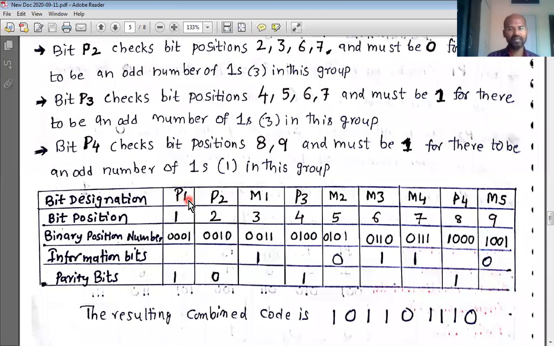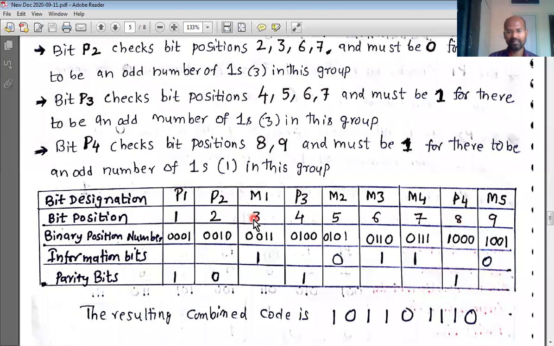The places which are ascending powers of 2, starting with 2 power 0. 2 power 0 is 1, 2 power 1 is 2, 2 power 2 is 4, 2 power 3 is 8. So 1, 2, 4, 8. In these places we place the parity bits. In the remaining places we put the message bits. So P1 comes in place 1, P2 in place 2, P3 in place 4, P4 in place 8.